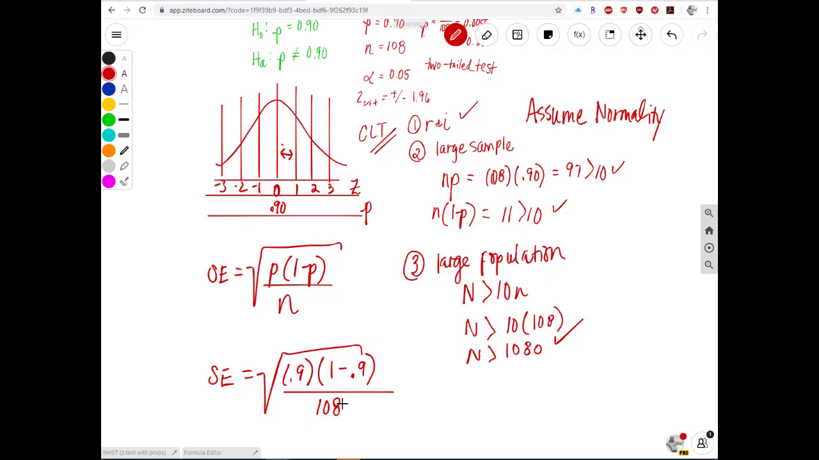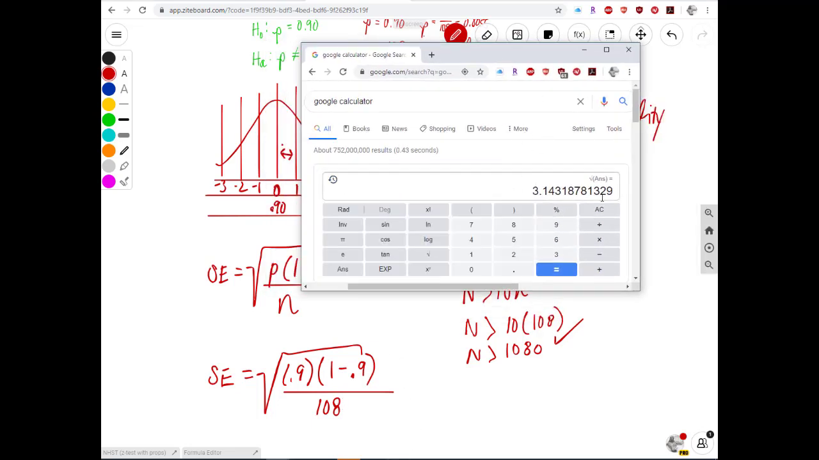108. Okay, where's my Google Calculator? Clear this out. So I've got 0.9 times parenthesis 1 minus 0.9. That's my numerator. Divide that by 108. And then finally, take the square root. I like to hit square root and then answer, and I can save myself the trouble of putting all those numbers in again. And I get 0.0288.